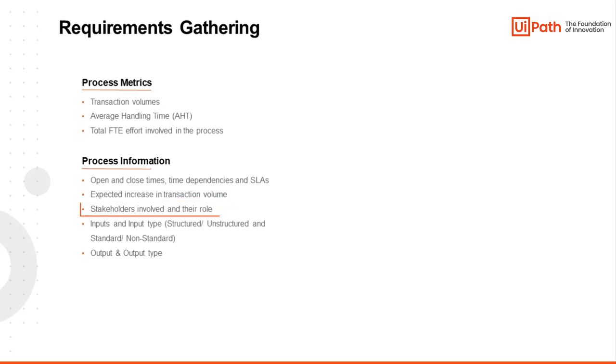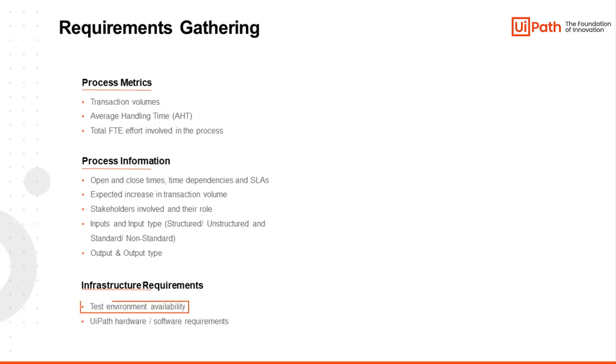A list of all the involved stakeholders and their roles must be provided as well. The process input, the resulting output, and their type are also mandatory. Let's move on to the information related to the infrastructure requirements, which includes the availability of a test environment, as well as the hardware and software requirements of the UiPath components. Both pieces of information must be captured by the business analyst in the documentation.